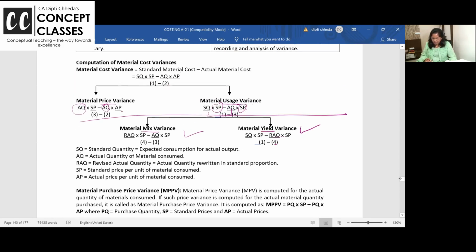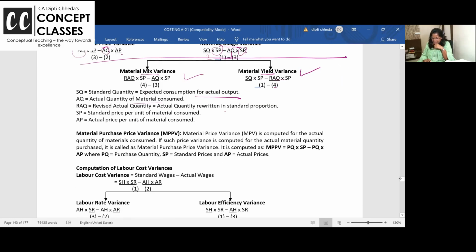What is SQ? Standard quantity for actual output. Not standard quantity for 50, 40, like the problem yesterday. Standard quantity of raw material for actual output. Actual quantity. Revised actual quantity. Standard price. Actual price. Okay?